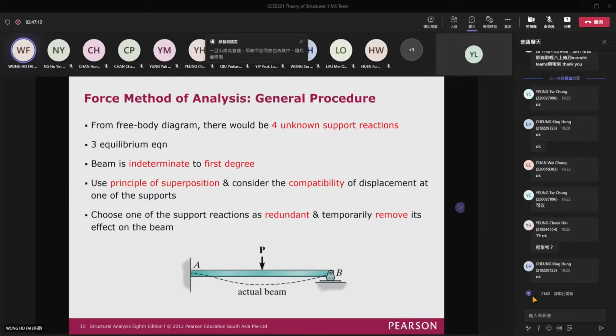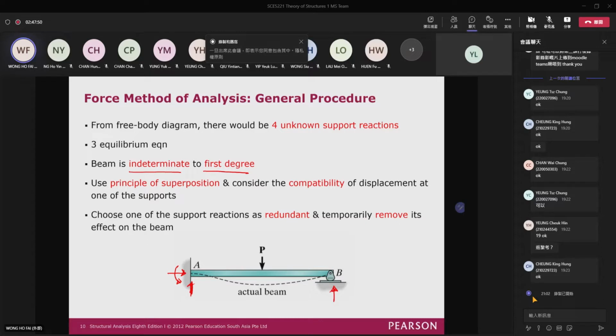Okay, so when we apply the so-called force method, we use a very basic principle. We call that the superposition. Now you can see that for this beam, you have the first support reaction here, the second support reaction here, and then you have your moment here. Then you have 3 support reactions, and then one more support reaction here, right? So we call this one the indeterminate structure to the first degree.